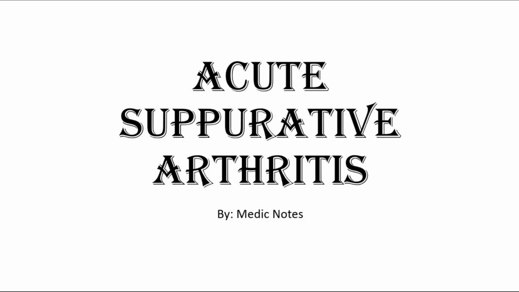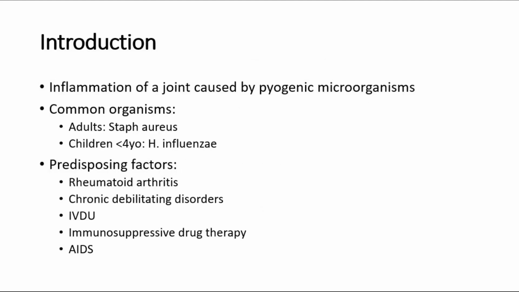This video will be on acute suppurative arthritis. It is defined as the inflammation of a joint caused by a pyogenic microorganism, and the causative organism is usually Staphylococcus aureus. However, in children between 1 and 4 years old, Haemophilus influenzae is also an important pathogen unless they have been vaccinated against this organism.